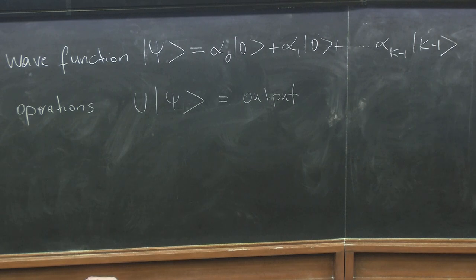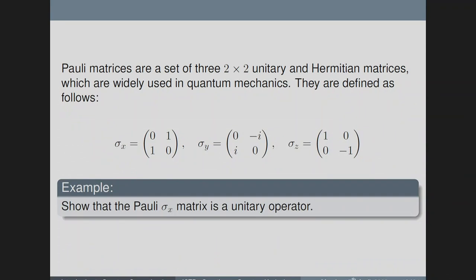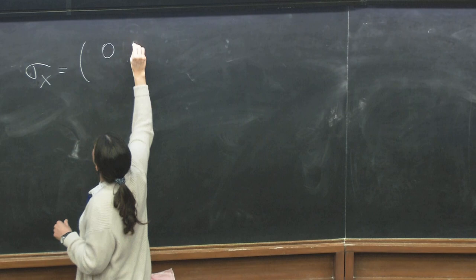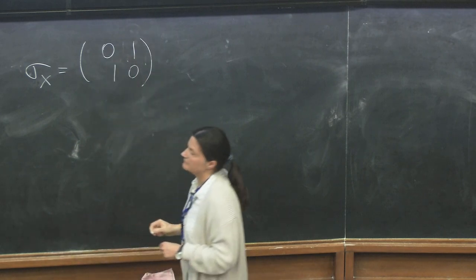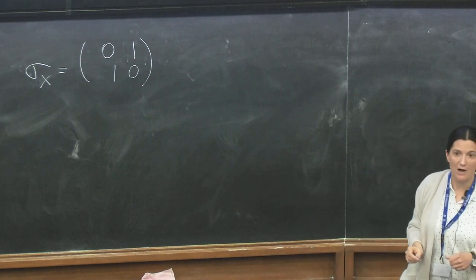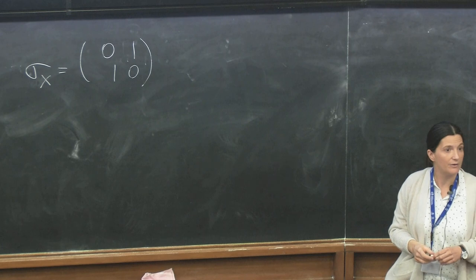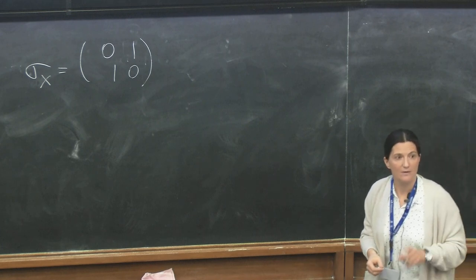Okay, so now, just as an exercise again, imagine you have these Pauli matrices. These are very common in quantum computing. These are Hermitian matrices, 2x2 matrices. And for example, you want to show that they are indeed unitary operators. How would you do that? So you have sigma sub x, which is 0, 1, 1, 0. So how do you show that this is a unitary operator? Got it?